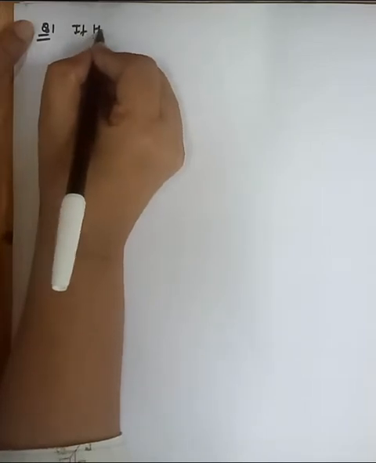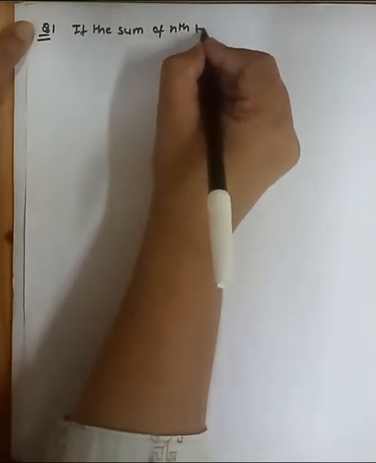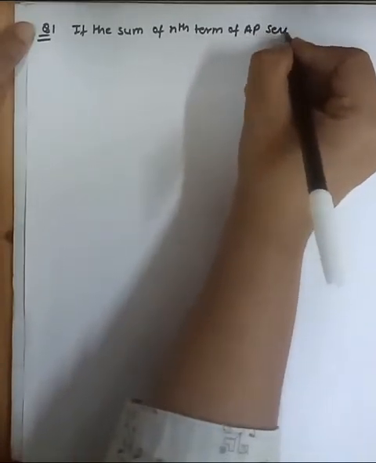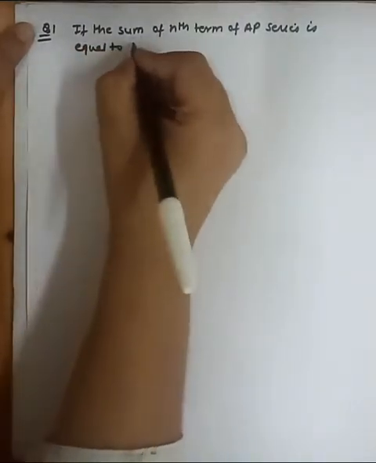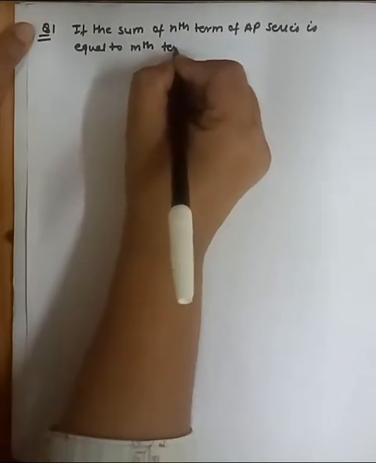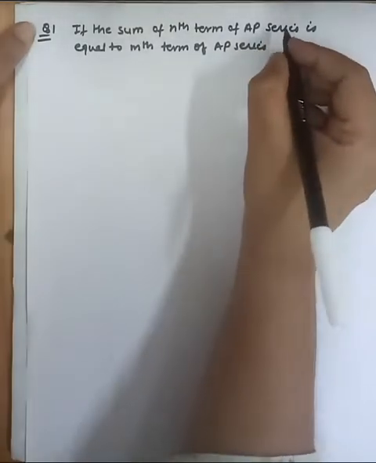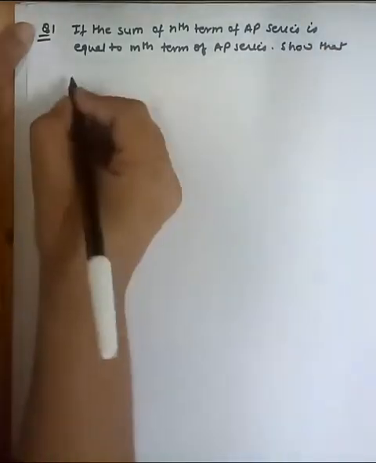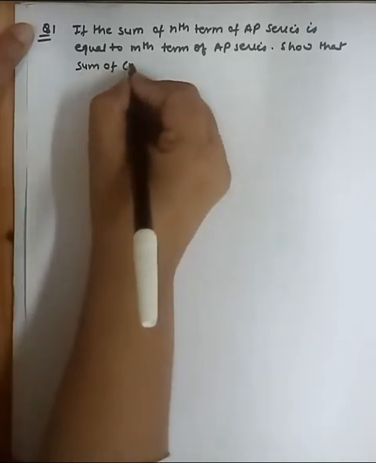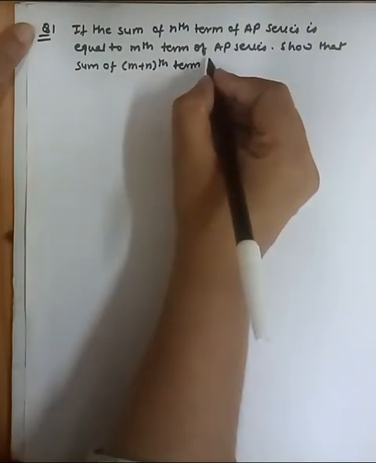If the sum of n terms of an AP series is equal to the sum of m terms of the AP series, show that the sum of m plus n terms will be 0.